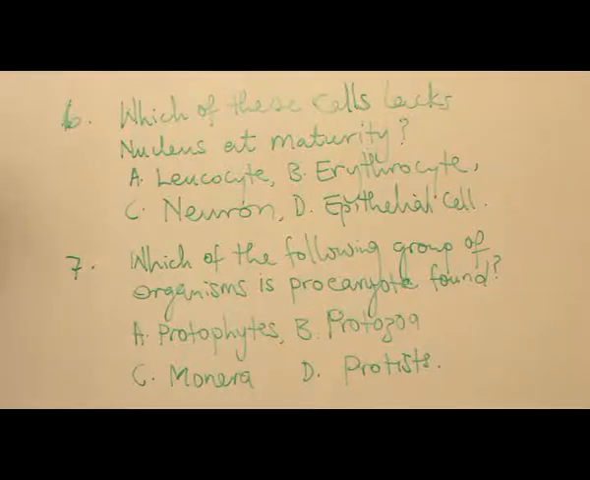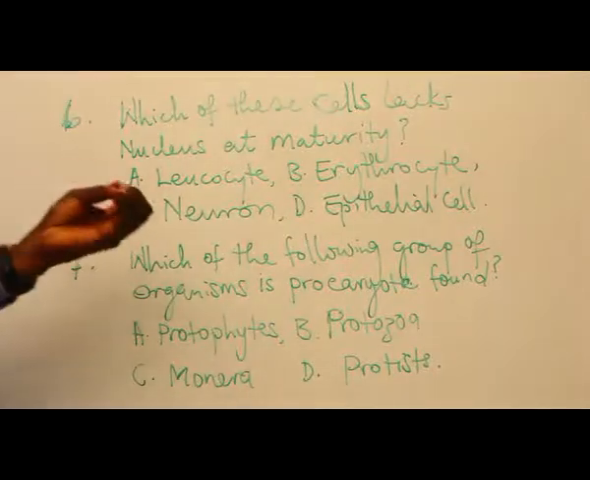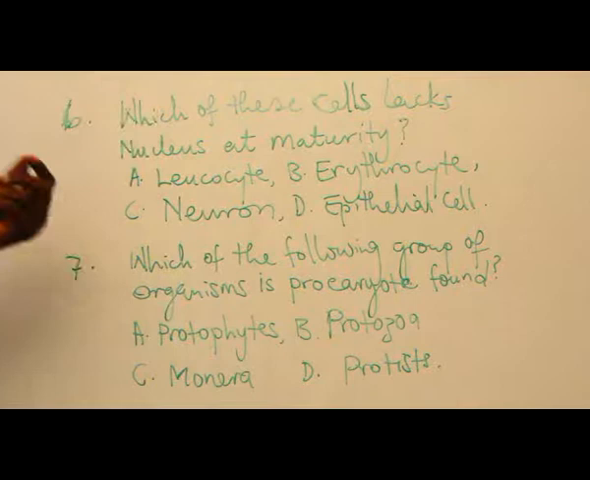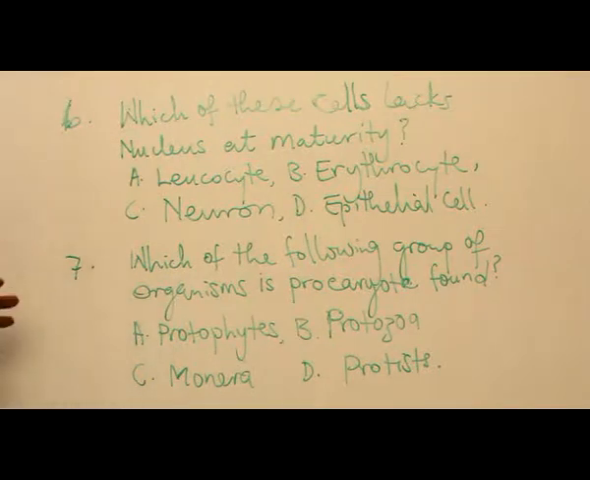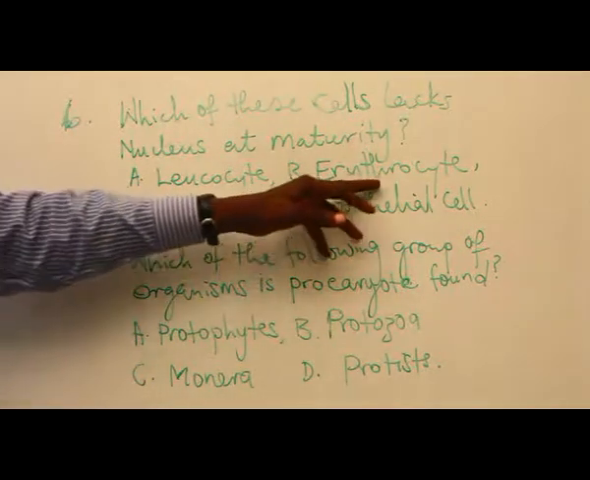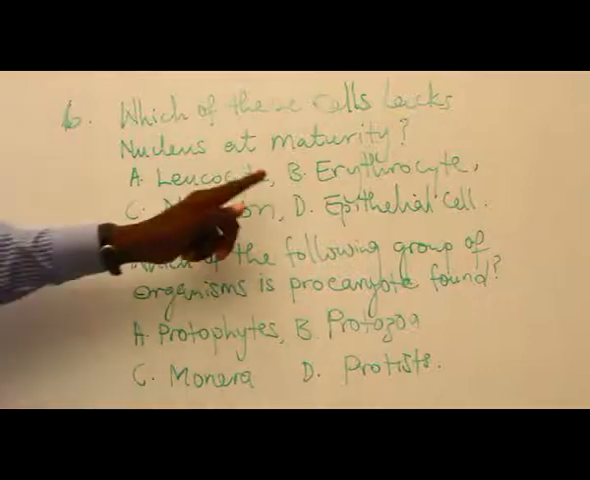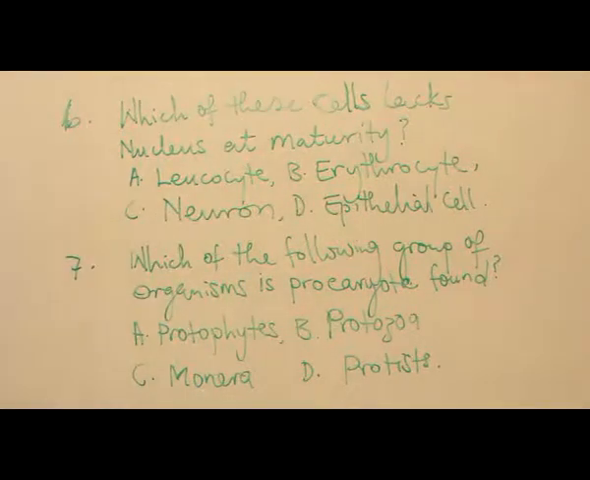Now, the only one we know that when it is young, it has nucleus, and when it gets mature, the nucleus disappears, is the red blood cell, which is erythrocyte. Answer is B. Now, let's look at number 7.